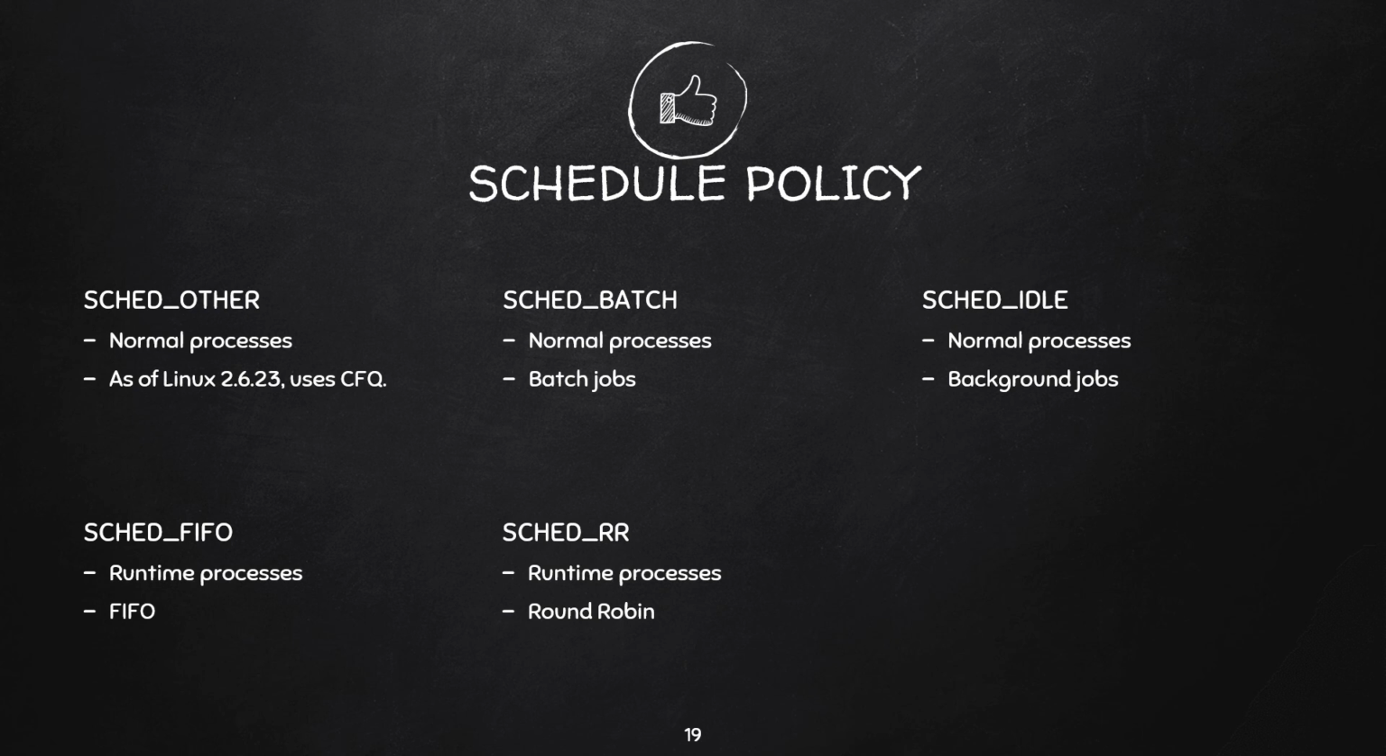Now, the two scheduling policies that deal with real-time processes are SCHED_FIFO and SCHED_RR. They are only used for real-time processes. SCHED_FIFO implements first in, first out, whereas SCHED_RR implements round robin. We will look at these in more detail.